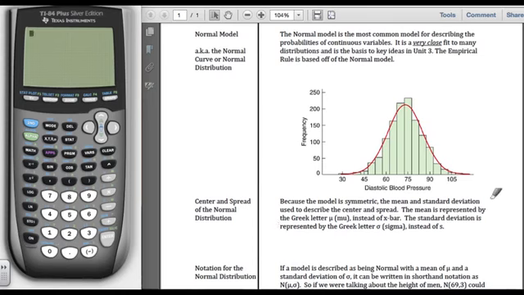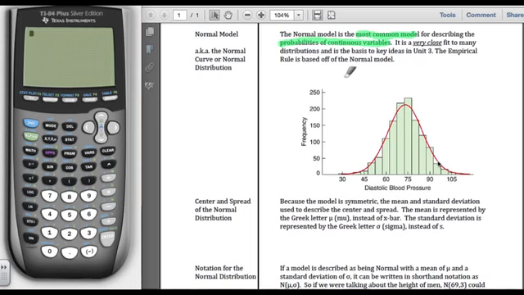The model that we're going to rely upon for the rest of class, for the most part, is the normal model, the normal distribution. And this was something that we worked with quite a bit back in Chapter 3. We talked about the empirical rule. And it's the most common model for describing probabilities of continuous variables in introductory stats classes.